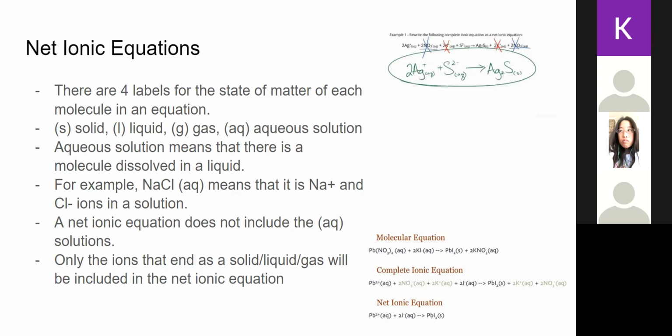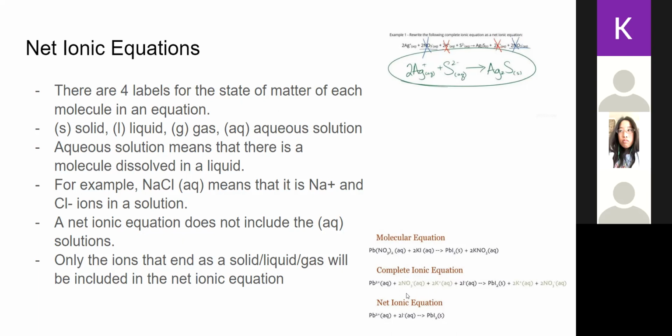So from molecular to complete ionic, you have one more step to get to the net ionic equation. A net ionic equation, you're basically getting rid of every aqueous species in the products. So over here, this 2K+ (aq) and 2NO3- (aq), these are going to get canceled out, right? And also if you have any repeating ions, like maybe on the reactant side you'd have an Na+, and then on the product side you have an Na+, they would get removed.